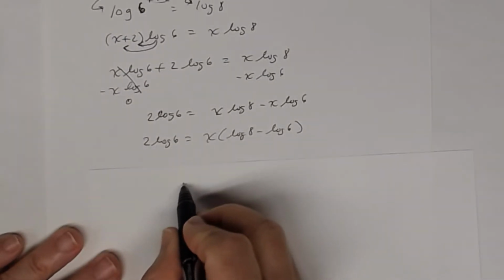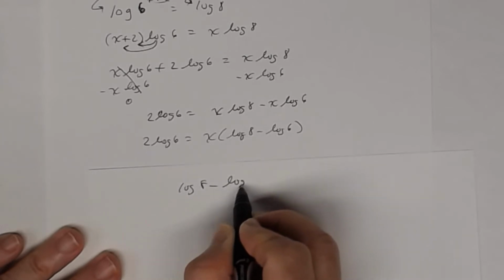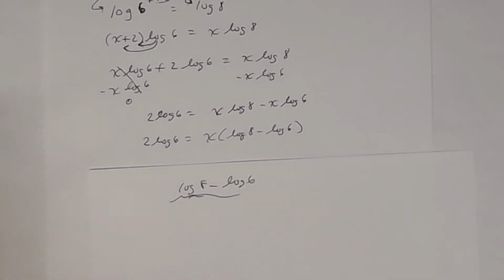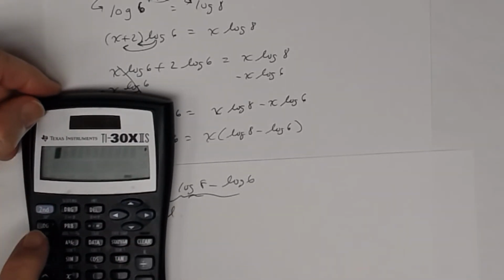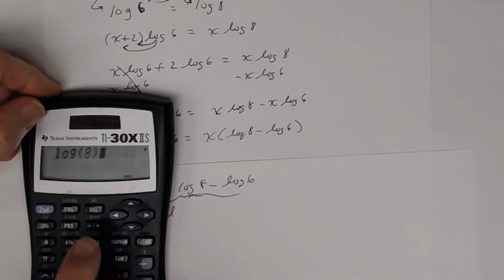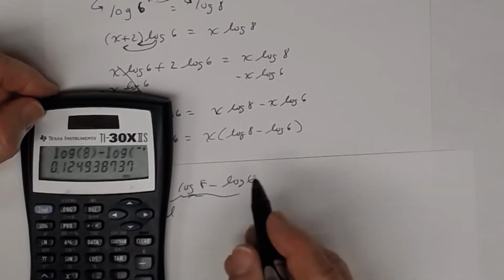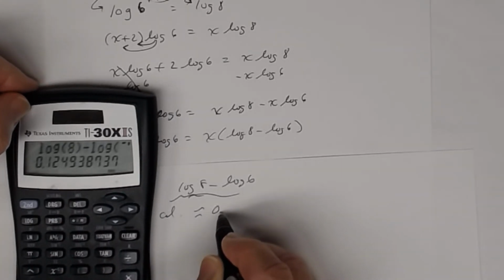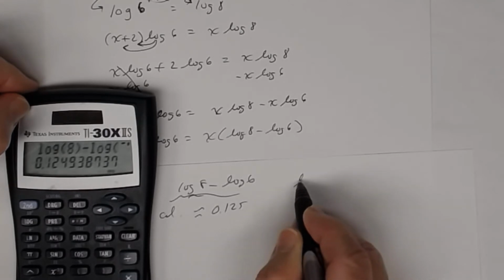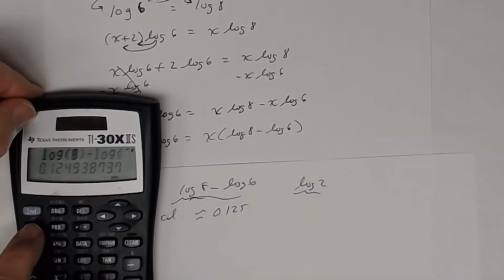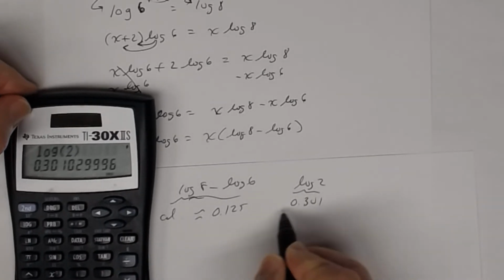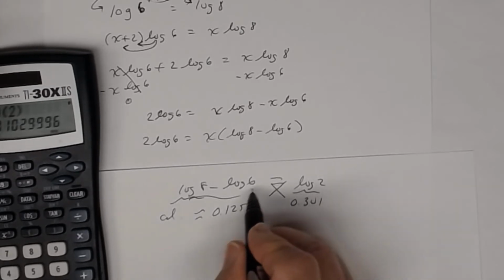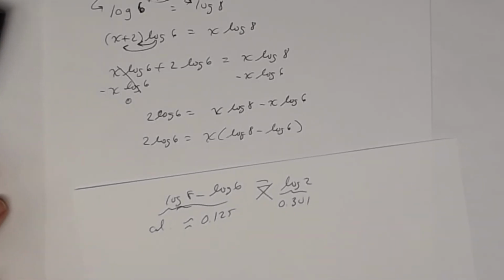You have access to a calculator. So the log of 8 minus the log of 6. On your calculator, if you do that, watch. The log of 8, don't forget to close that parentheses for the argument, minus the log of 6, close, you get this. So that's approximately equal to 0.125, right? The log of 2, if you look at it, the log of 2 is 0.301. Those are not the same, so don't make that mistake. Those are not equal. All right, so be careful.